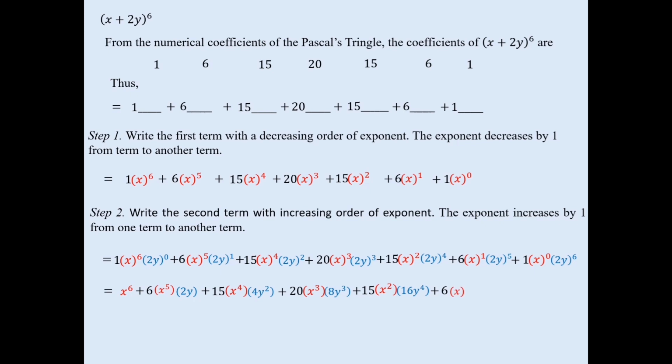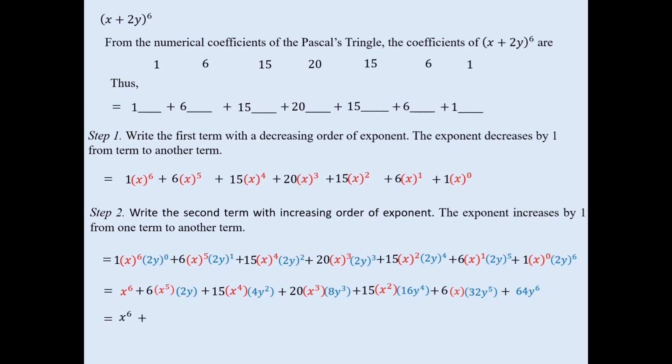And 2y to the power of 5 is 32y to the 5. Plus, of course, x to the 0 is just simply equal to 1. And 2y to the power of 6 is just simply 64y to the 6. So simplifying further, you have x to the 6 plus 6 times 2 is 12.